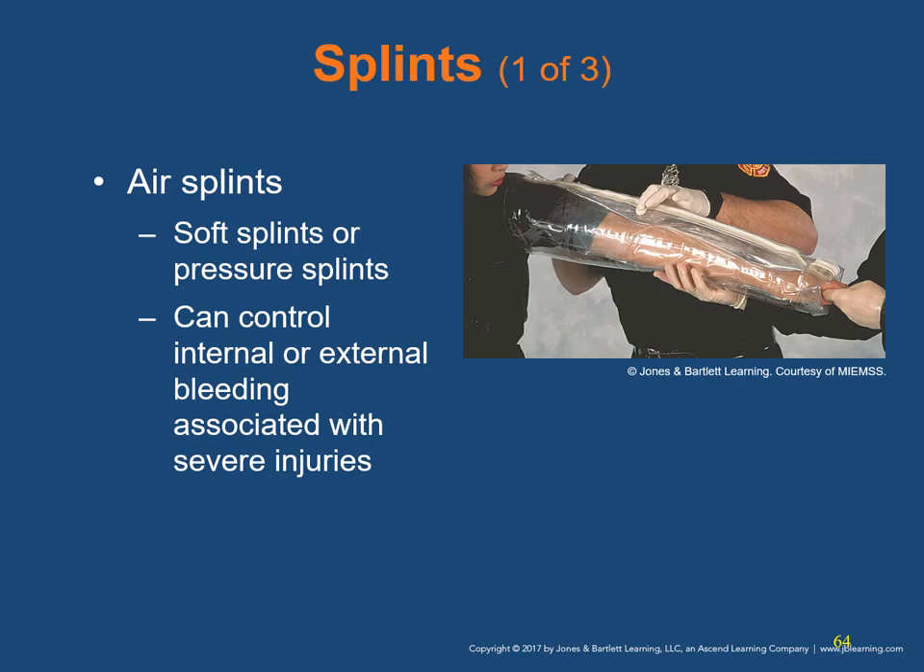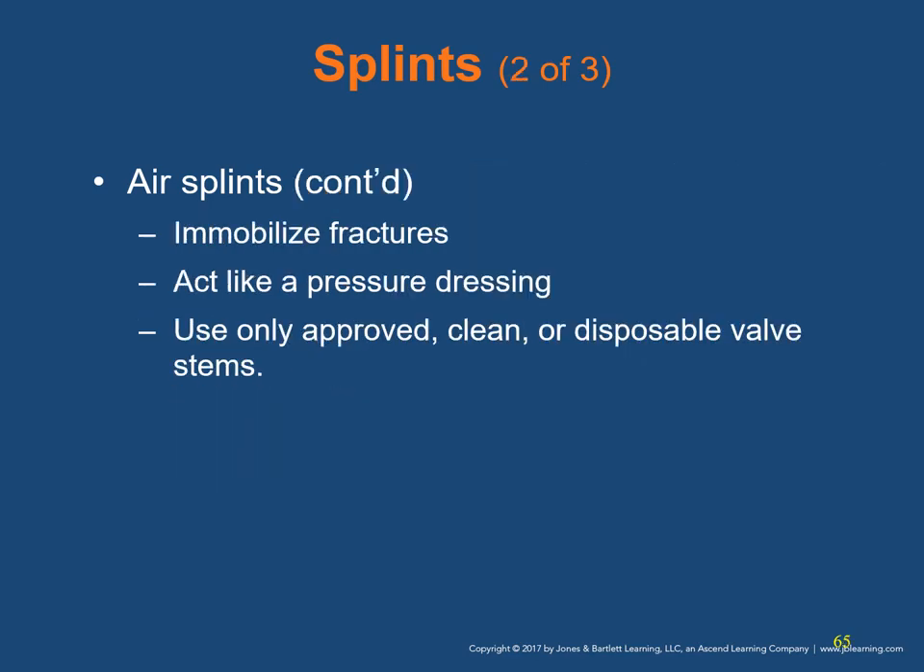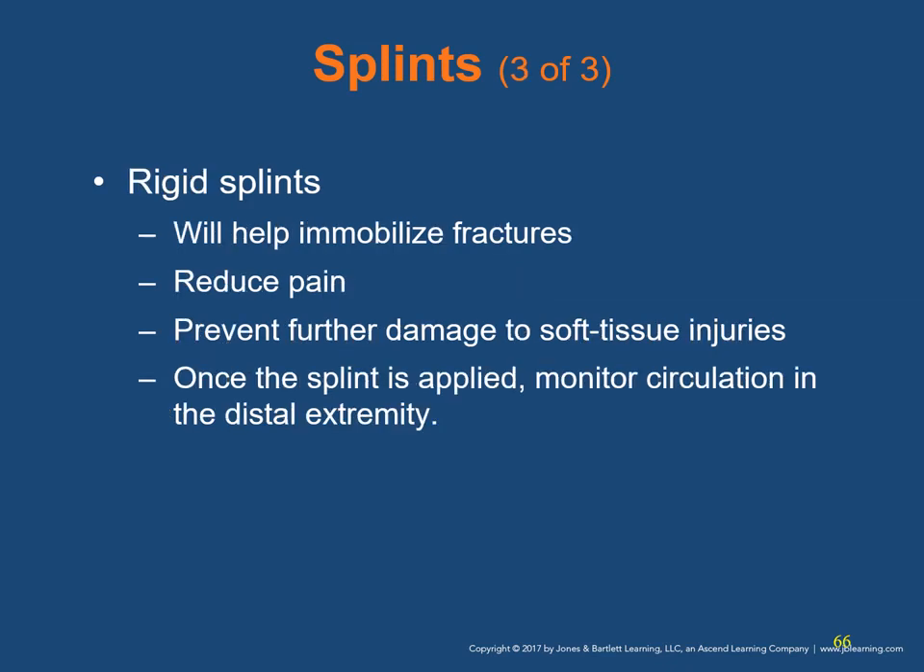Splints. Air splints, also known as soft splints or pressure splints, can control internal or external bleeding associated with severe extremity injuries. They immobilize fractures and act like a pressure band dressing applied to an entire extremity rather than a small local area. Use only approved clean and disposable valve stems when orally inflating air splints. Rigid splints will help immobilize fractures, reduce pain, and prevent further damage to soft tissue injuries. Once the splint is applied, monitor pulse and motor and sensory function in the distal extremity.